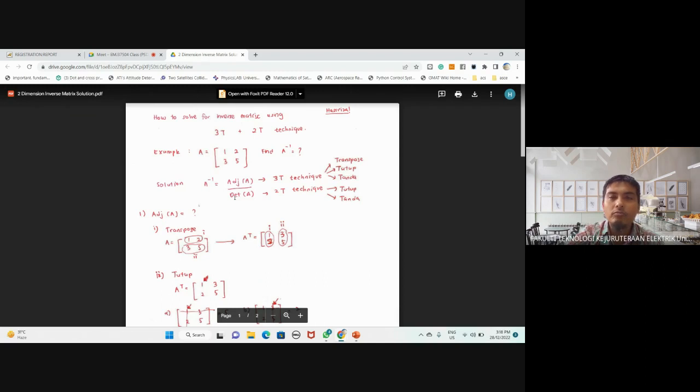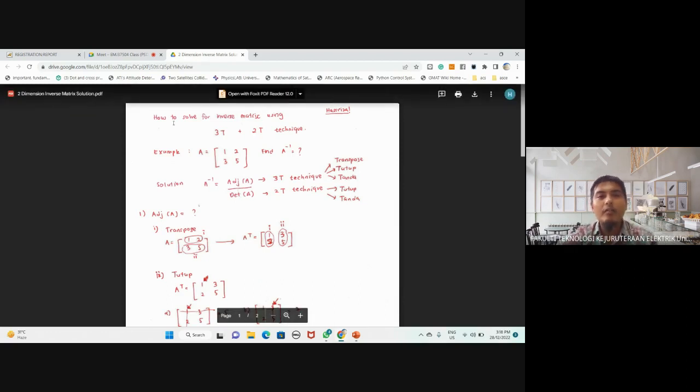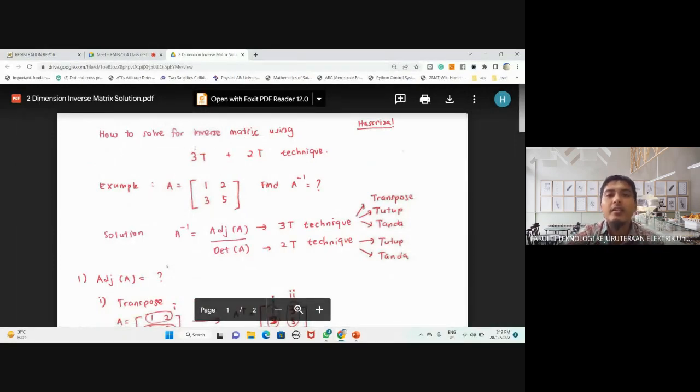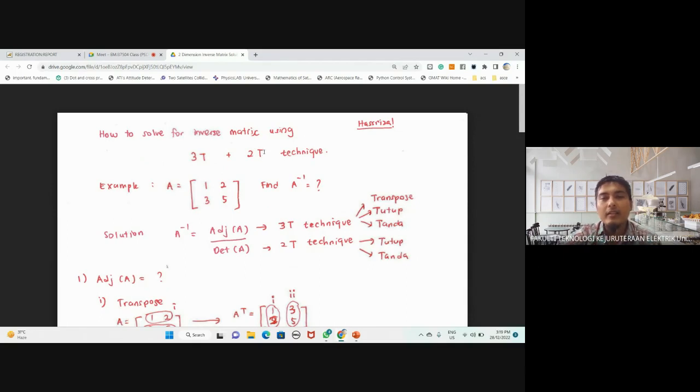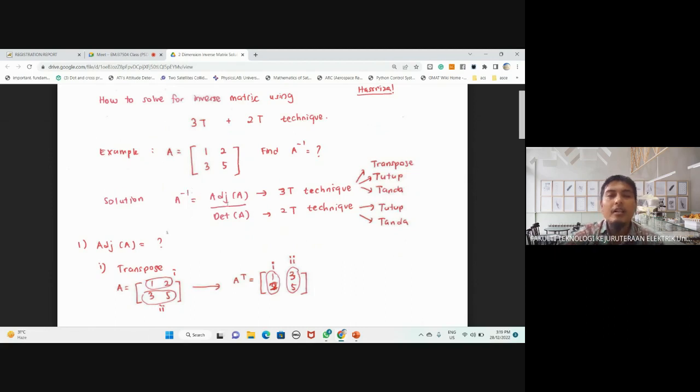So this is how to do the second order inverse matrix. I developed this technique. The technique that I developed is the 3T and 2T technique. The definition of A inverse is adjoint A divided by determinant of A. To calculate the adjoint A, you need to use the 3T technique. And to calculate the determinant of A, you can use the 2T technique. Okay, what are 3T and 2T?